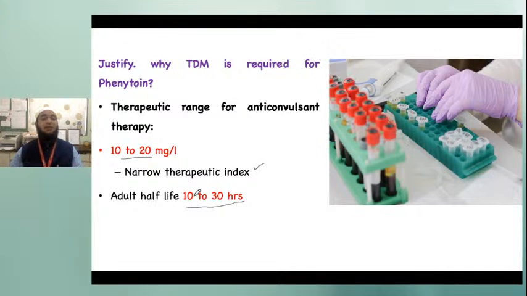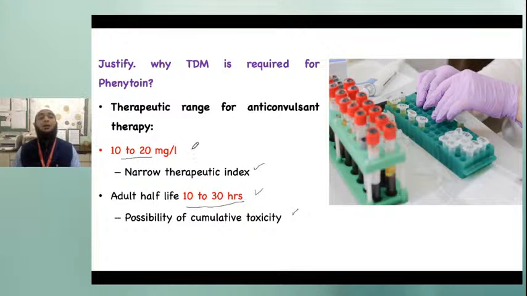Some patients have a half-life of 10 hours, some patients show a half-life of 20 hours, and some patients show a half-life of phenytoin of 30 hours. So there is a wide range, and obviously if that is the case, it increases the possibility of cumulative toxicity. So the second criterion, which is similar to digoxin, is also there in the case of phenytoin.